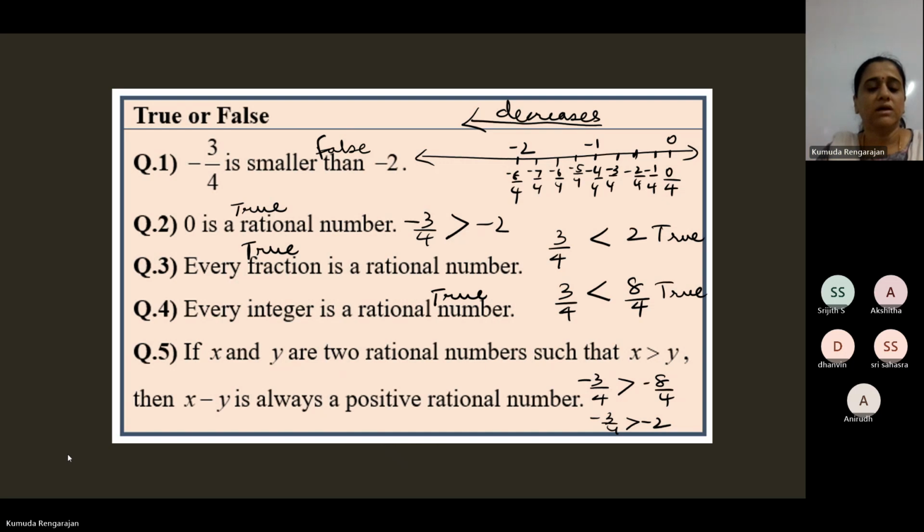If x and y are two rational numbers such that x is greater than y, the value of x is more than the value of y, then x minus y is always a positive rational number. Bigger number minus smaller number. No, I have not given any answer. I asked whether big number minus small number is always positive. It's true. True, ma'am.